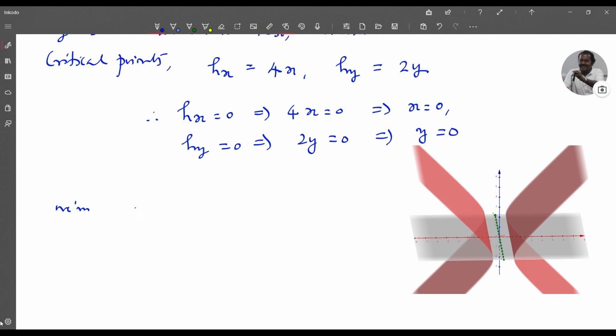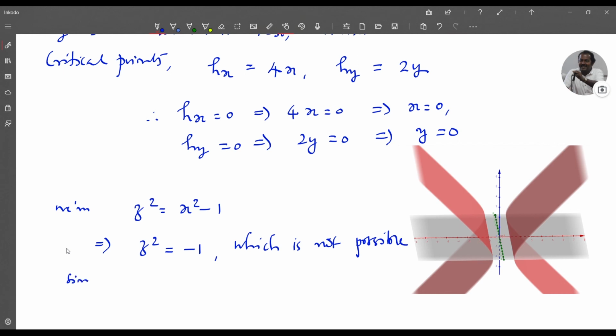We have z square equal to x square minus 1. So this implies z square equal to minus 1, which is not possible since z belongs to R, the set of reals. You can observe that there are no points on the hyperbolic cylinder at which both x and y coordinates are 0. Both x and y coordinates being 0 means points on the z axis. So there are no points on the z axis which lie on the hyperbolic cylinder. So the method fails here.